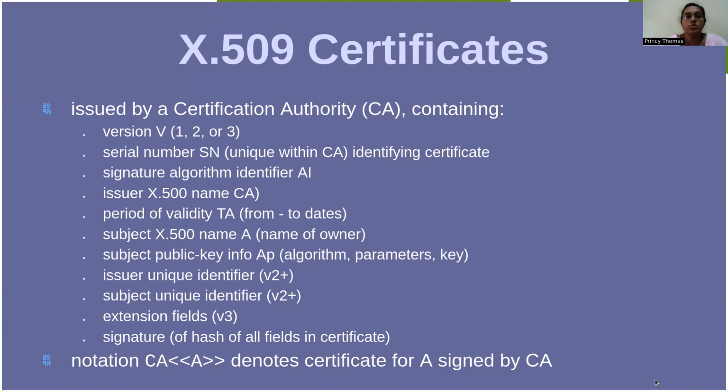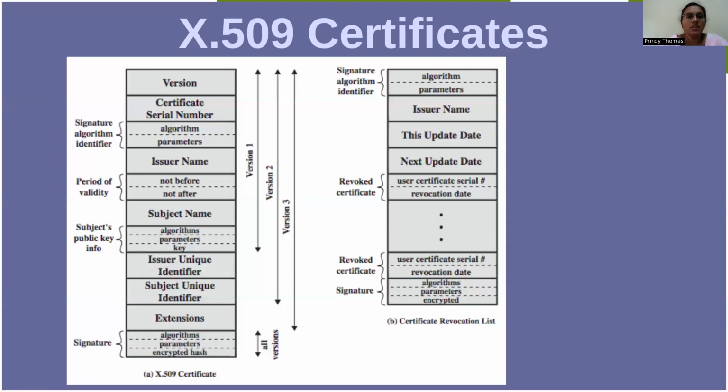What is there in an X.509 certificate? Here we can see an X.509 certificate, as we saw earlier. The version is specified, the certificate serial number is given, and then there is an algorithm with its parameters, the signature algorithm identifier. The issuer's name, that is the certificate authority's name, is there. The period of validity, from date and to date. The subject name, whose certificate this is.